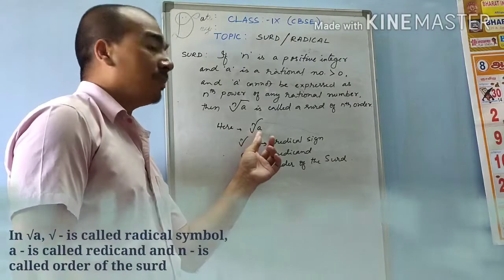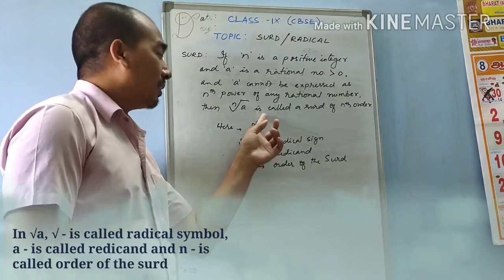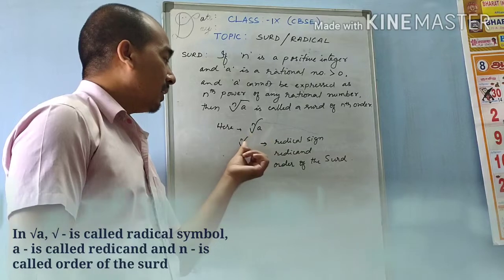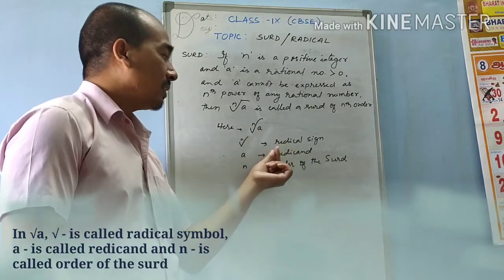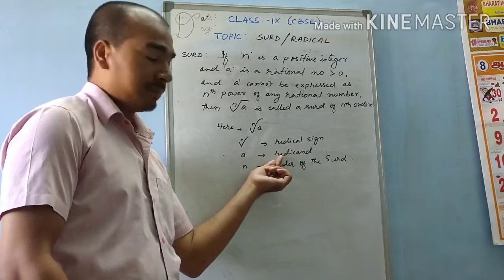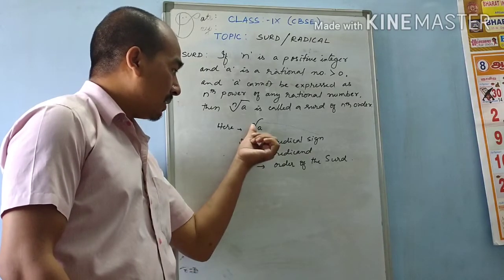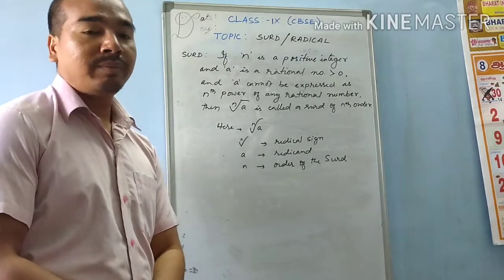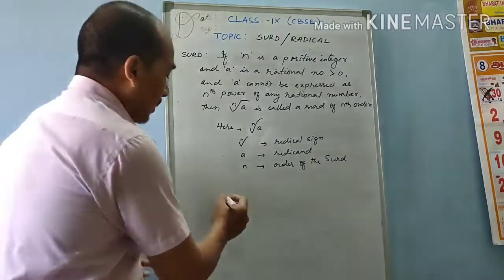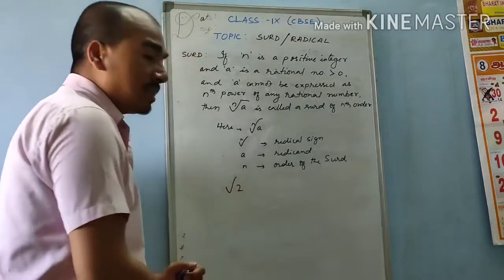This nth root of a is called a radical. This symbol is called the radical sign. A is called the radicand. Here n is there, and n is called the order of the surd. So that means, root 2. Is root 2 a surd or not?